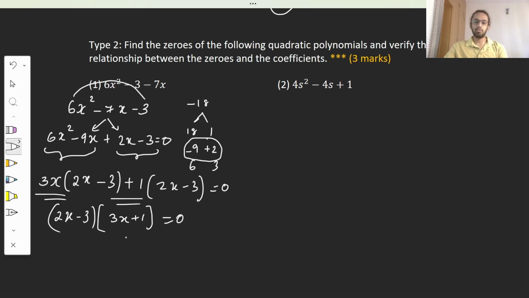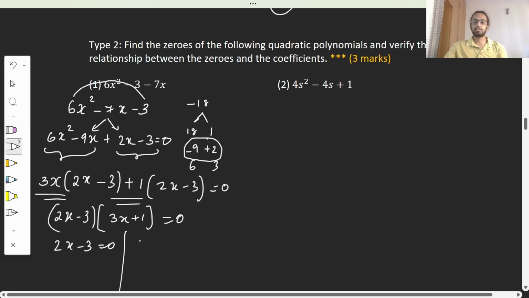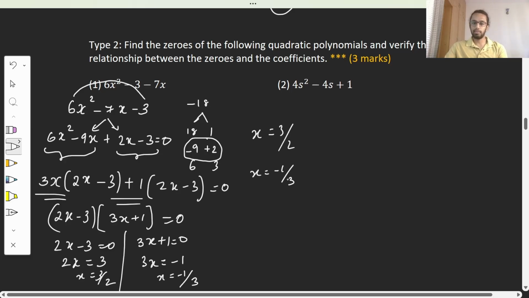But in grade 10, what we'll be doing is, we'll be equating these two individually to 0. Like this. We'll be equating these two individually to 0. Now in the next step, we get 2x equals plus 3 and x equals 3 by 2. Here we'll be getting 3x equals minus 1 and x equals minus 1 by 3. So we have got two answers. One is x equals 3 by 2 and the other one is x equals minus 1 by 3.